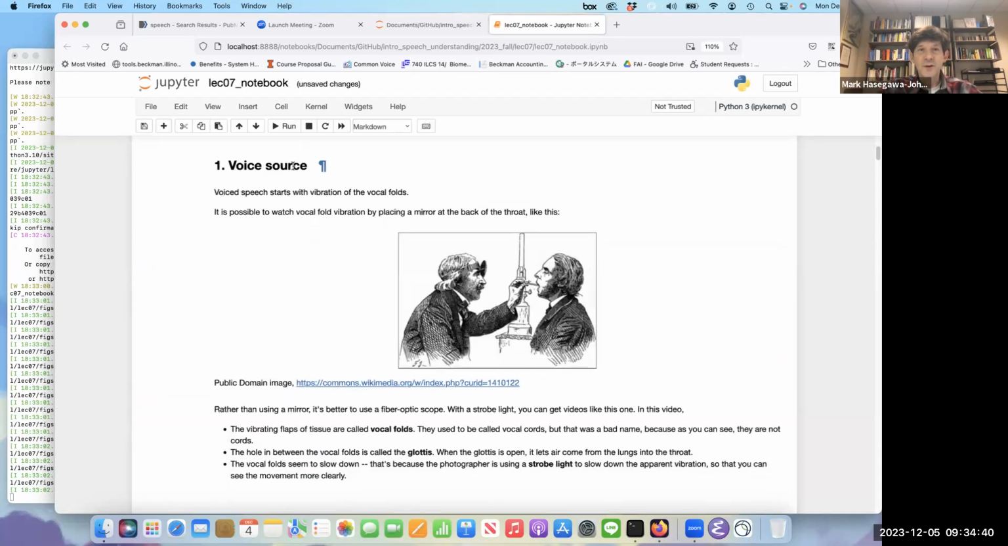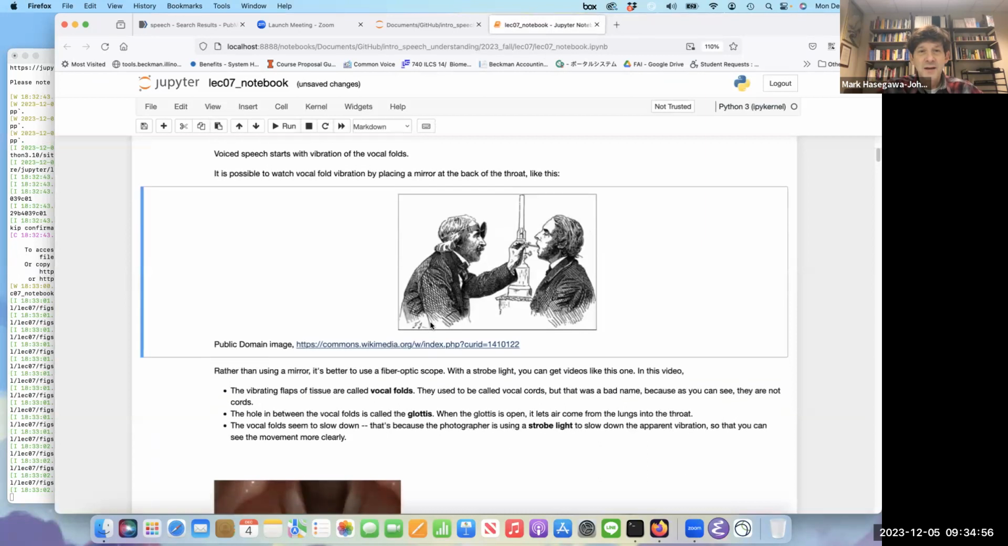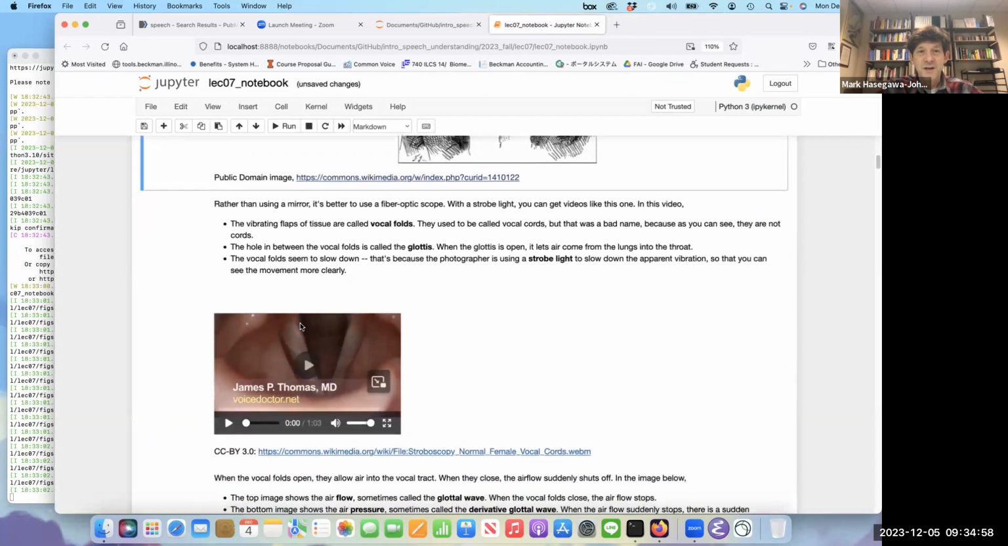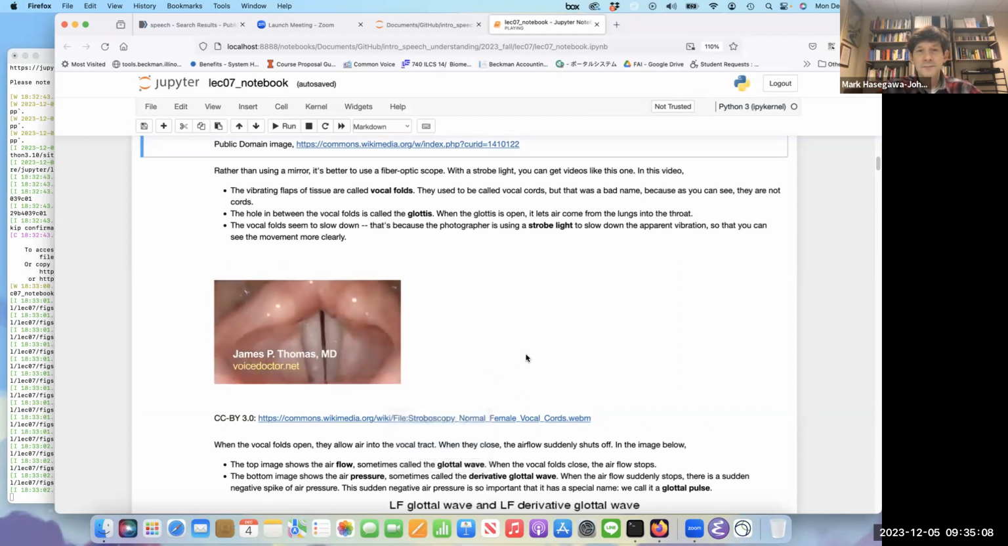So starting out with the voice source, we can see that the voice source is down here. It's this section of muscle that opens and closes at the base of your vocal tract. And a good way to view it is to, sorry, this is just this image. I think we can see, here's a video of the voice source. Here is a look at some normal young female vocal cords during a stroboscopic exam.